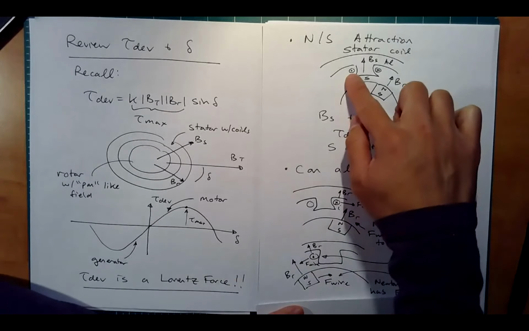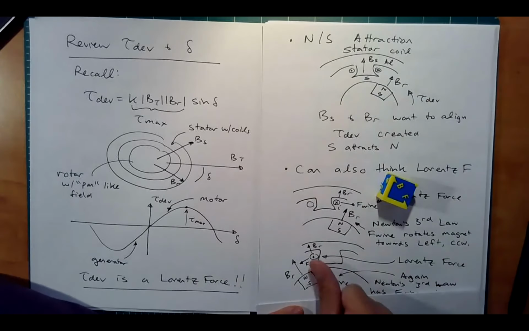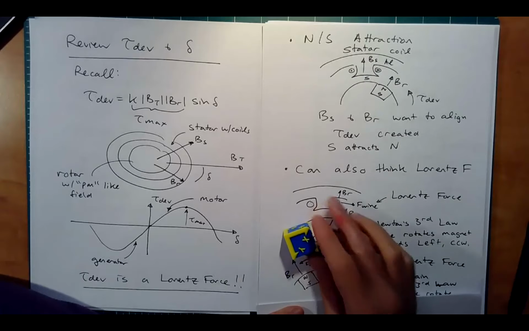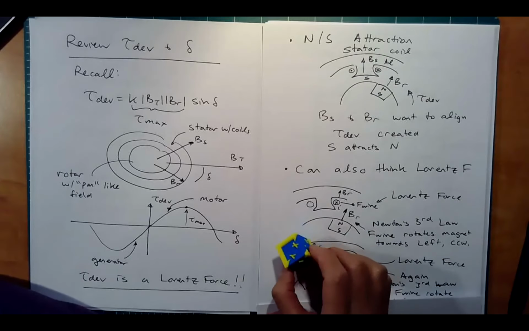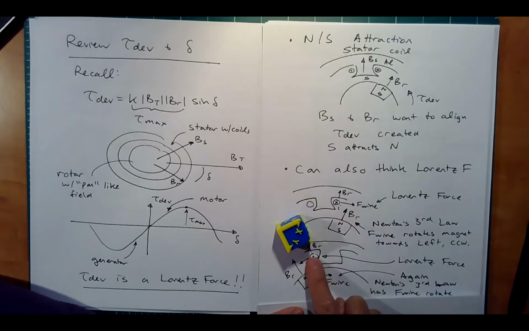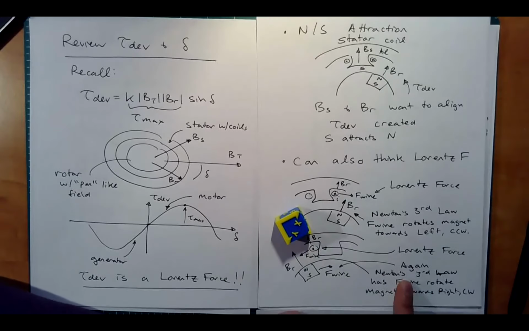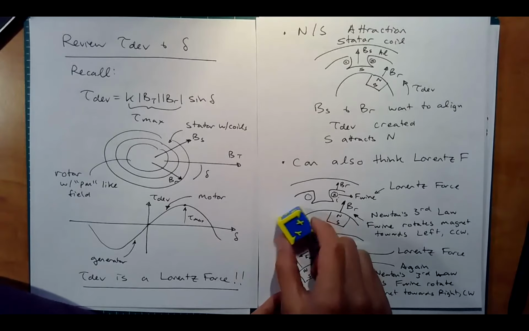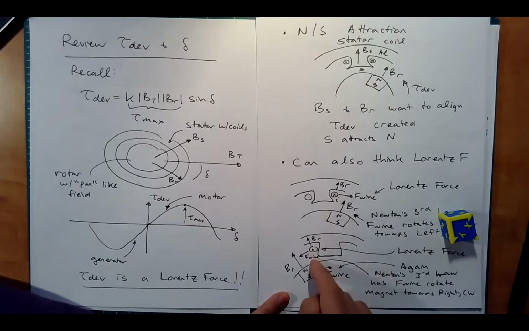Well, now we can analyze the other side and we can see the current's going up, and we can do the same game. I goes up, B from the magnet's going up, and now the force on the wire itself is pulling to the left. However, Newton's third law comes into play, equal and opposite forces, pushing the magnet to the right now, or clockwise. So you can see this coil, using the Lorentz force, is wanting to center this magnet.